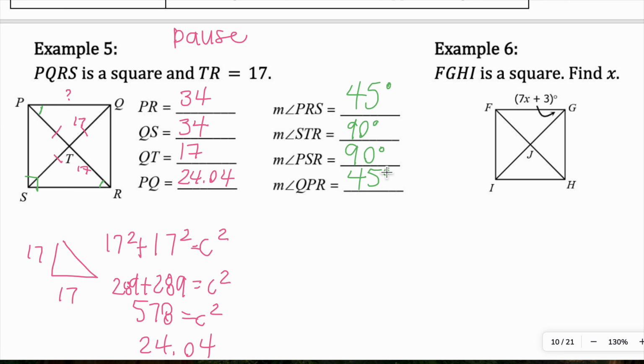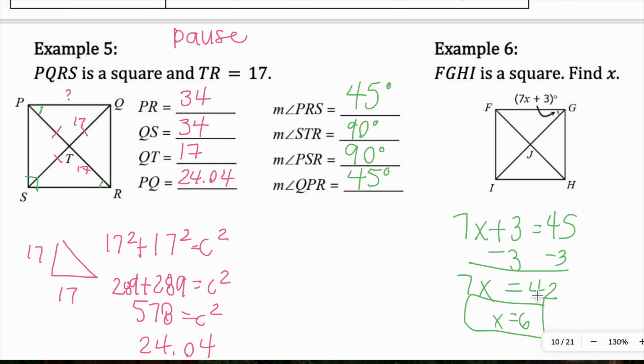Okay? If FGHI is a square, find the letter X. I know that this is pointing to this little angle, and that's going to be a 45-degree angle, so 7x plus 3 is equal to 45. Subtract that 3, we're going to get 42 is equal to 7x, so that means x has to be equal to 6.